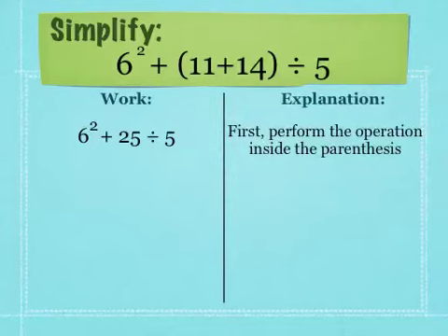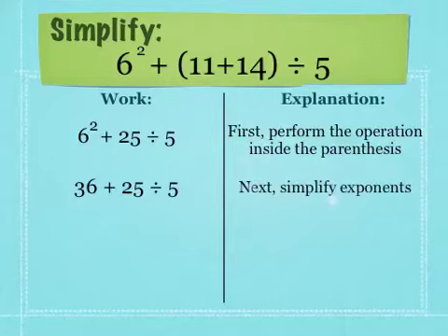The next thing that we look for is exponents. Again, in this problem, I do have exponents. It's 6 squared, which means 6 times 6, which is 36. So I'm going to write 36 plus 25 divided by 5. The explanation would be next simplify the exponents.